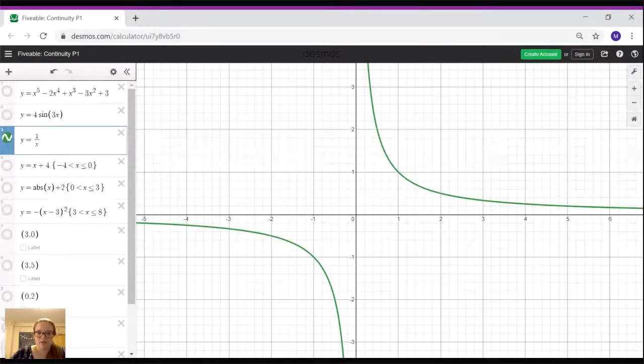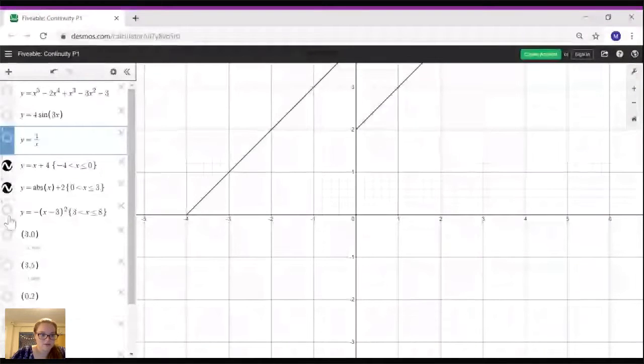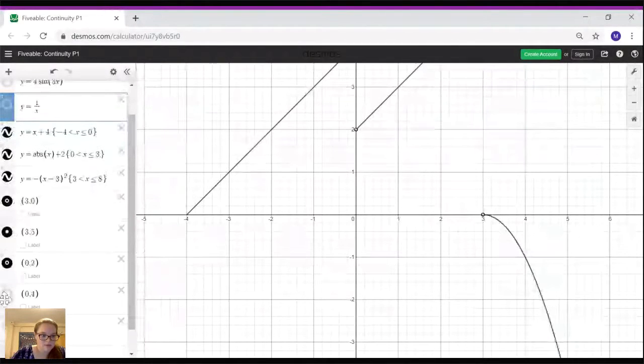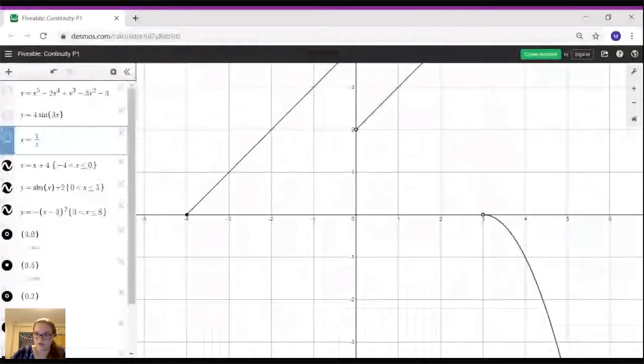Okay, this next one's going to take me some time. I've got to click all of the rest of these open. Almost there. Okay, and let's just zoom out of this a little bit so you can see the whole thing.